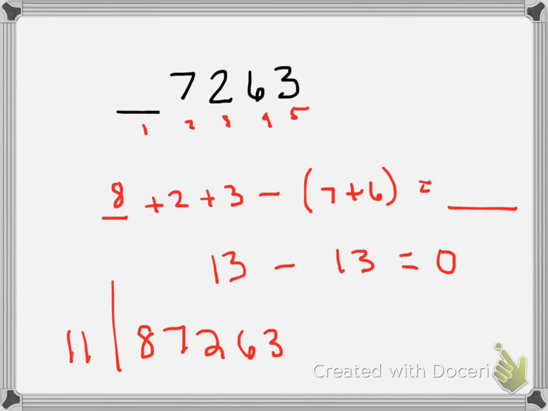Okay, let's try another one. Let's just make up a number. How about 5, 3, 7, 8, 9. Okay, and I say find the last number to make this divisible by 11.